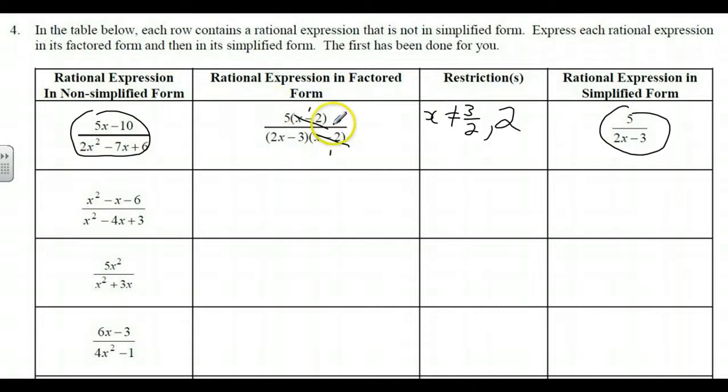So we have to state our restrictions off the factored form before we do any canceling, and then we can reduce. So these two expressions are the same as long as you're not using those values of the variables. Any other value, they will be. You can try it yourself.